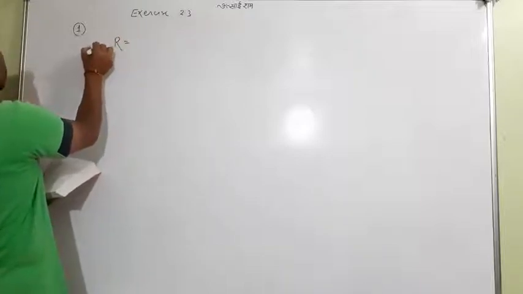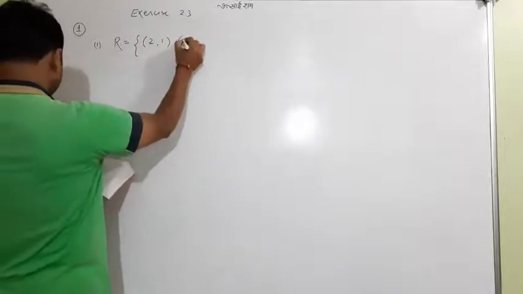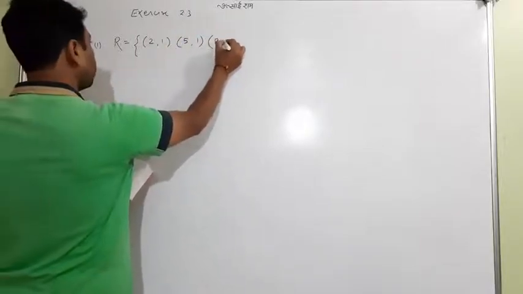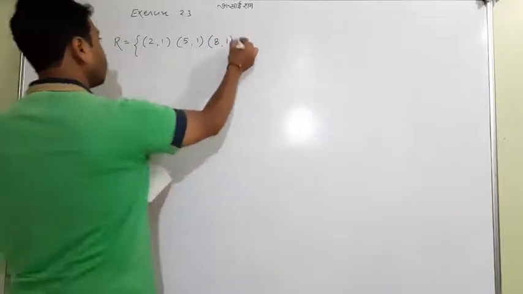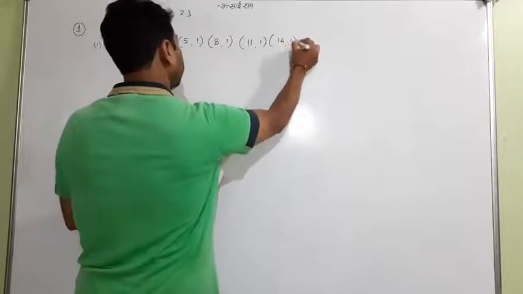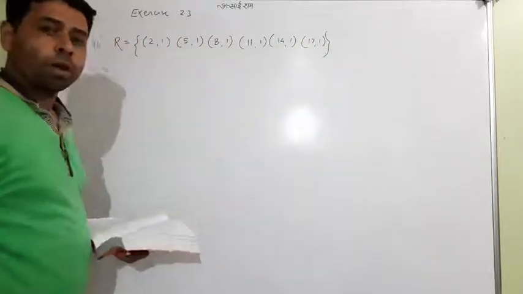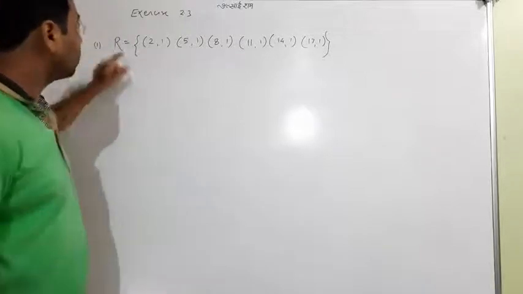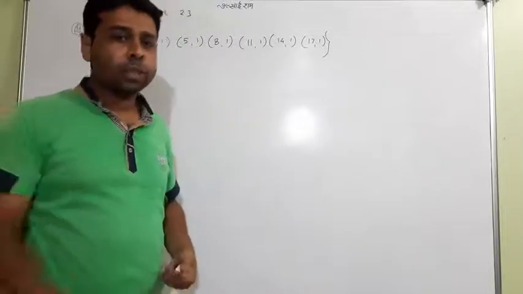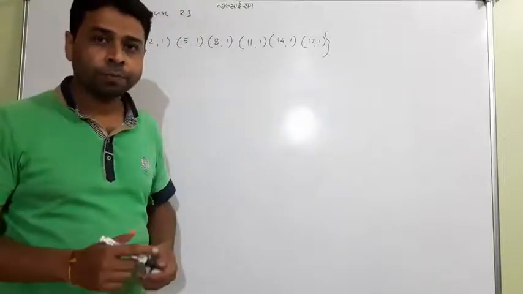In the first question we are given (2, 1), (5, 1), (8, 1), (11, 1), (14, 1), (17, 1). Very interesting. Now we just have to show whether this relation is actually a function, because I taught you that a special type of relation is a function.